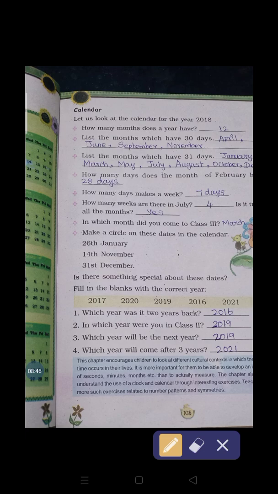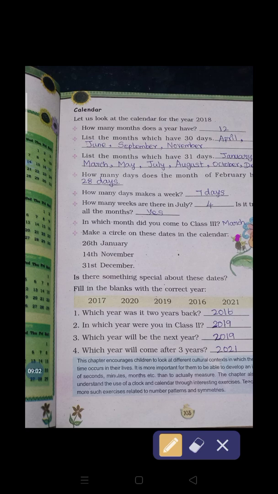In which year were you in class 2? In 2020 you are in class 3. So 2019 you are in class 2. So the answer is 2019.